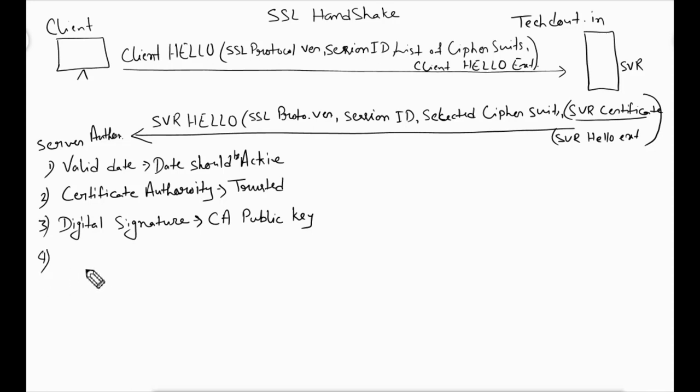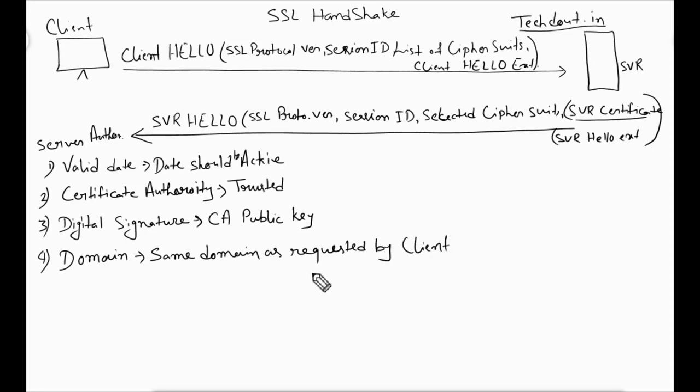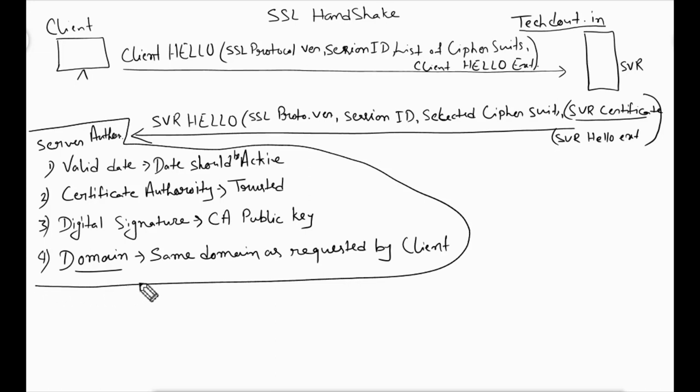Now the fourth important information to be verified is the domain. Right now the client is requesting techcloud.in. So this techcloud.in should be in the certificate as well. When the client evaluates the certificate, it should be the same domain as requested by the client. Client has requested techcloud.in, so techcloud.in also should be the domain in the certificate. Once all this information has been verified by the client, now the client will move to the creation of the pre-master secret.